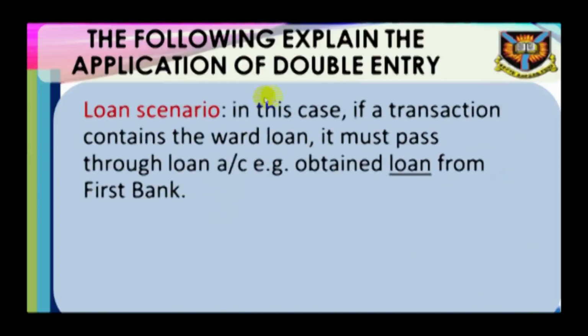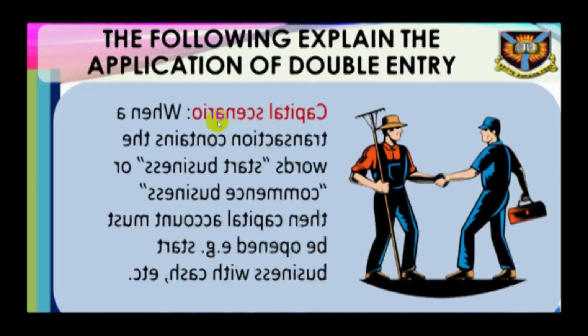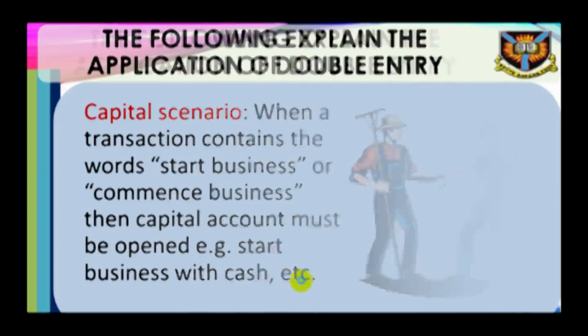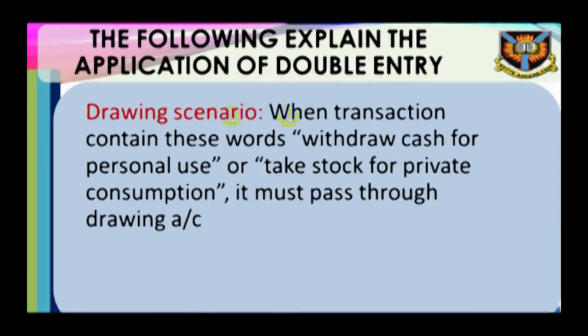Loan scenario. In this case, if a transaction contains the word loan, it must pass through the loan account, e.g., obtained loan from First Bank. Capital scenario. When a transaction contains the words start business or commences business, then a capital account must be opened, e.g., started business with cash. Drawing scenario. When a transaction contains these words, withdraw cash for personal use or take stock for private consumption, it must pass through the drawing account.